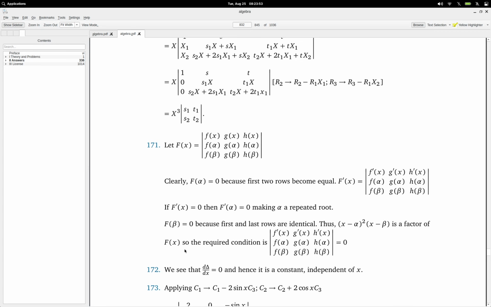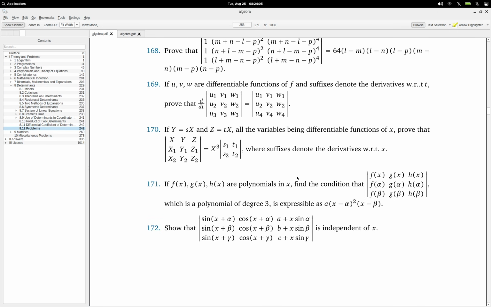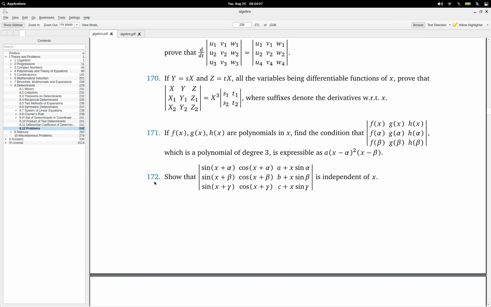So the required condition is that the determinant with rows f dash x, g dash x, h dash x; f of alpha, g of alpha, h of alpha; f of beta, g of beta, h of beta is equal to 0. Now we move on to question 172.